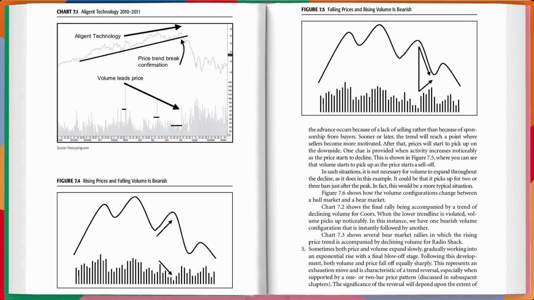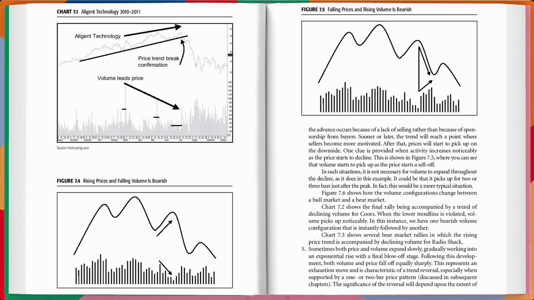One clue is provided when activity increases noticeably as the price starts to decline. This is shown in Figure 7.5, where you can see that volume starts to pick up as the price starts a sell-off. In such situations, it is not necessary for volume to expand throughout the decline, as it does in this example. It could be that it picks up for 2 or 3 bars just after the peak. In fact, this would be a more typical situation. Figure 7.6 shows how the volume configurations change between a bull market and a bear market.